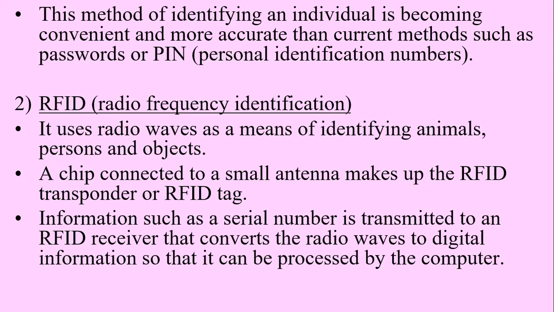The other type, or the other device, is RFID. RFID stands for radio frequency identification device. It uses radio waves as a means of identifying animals, persons, and objects. A chip connected to a small antenna makes up the RFID transponder or RFID tag. Information such as serial number is transmitted to an RFID receiver that converts the radio waves to digital information so that it can be processed by the computer.